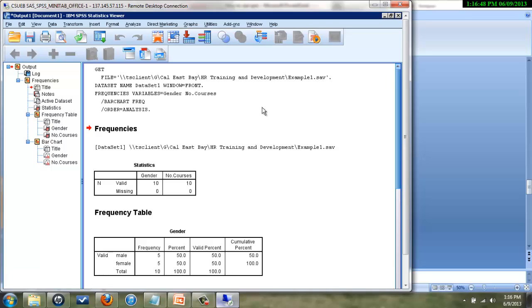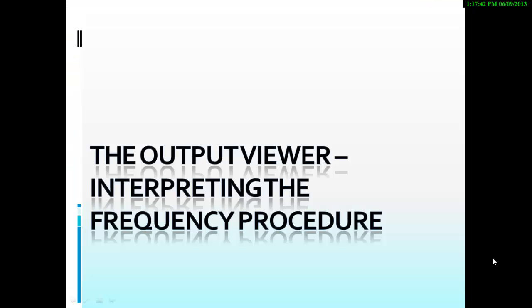As you can see, once again, I have an output viewer window. This is from the data that I ran from my data editor. So you can run your data from your data editor and then you get an output. Or you can run your data from your syntax editor and you're also going to get an output. The output window does not change. It's always going to look the same. The last thing that I want to do with this data is I want to interpret the frequency procedures in the output viewer window.